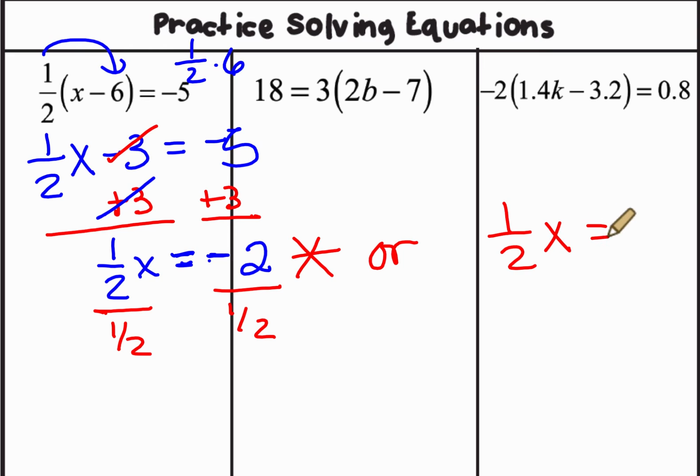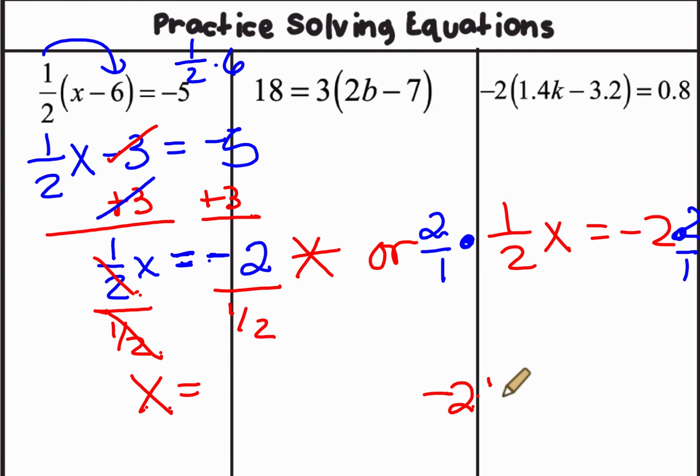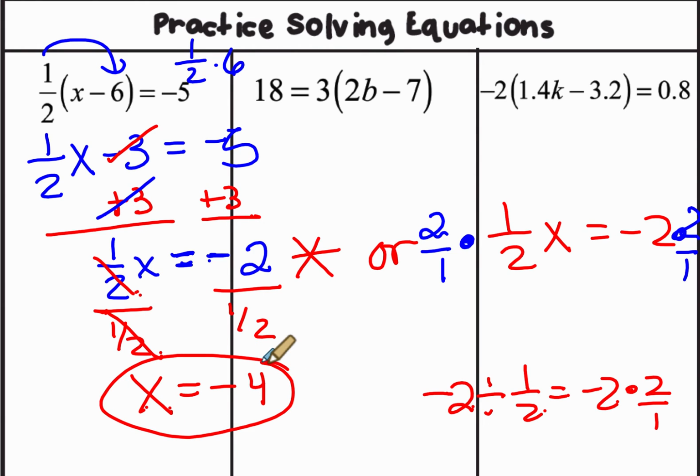When you have 1/2 x equals -2, you could multiply by the reciprocal. 1/2 divided by 1/2 is 1, and we get x. And then -2 divided by 1/2 is the same as -2 times 2/1, which is the same as -4. And then over here, if I had done it this way, 2 times 1, 1 times 2 makes 2/2, which is 1. And -2 times 2/1 is -4.